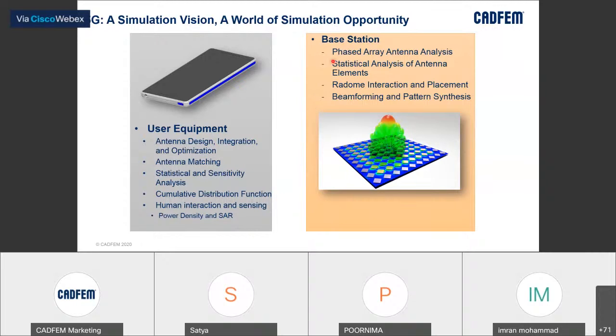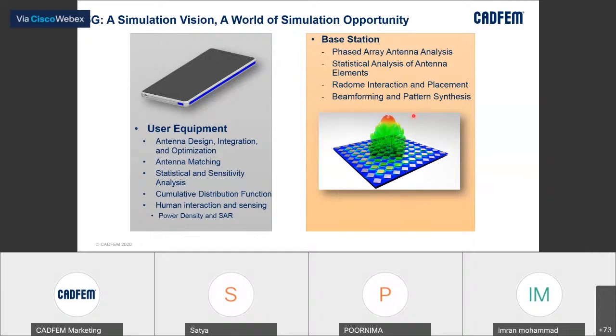Similarly, when we come to the base station, this user equipment will be connected to the base station. It is not only about providing the user equipment, it is also important how you are providing the network. That is the important part. In order to provide the network, we call that a base station, where all the users will be connected. In that we have to see phased array analysis, statistical antenna elements, and radome placement. A radome is nothing but a cover over the base station that protects it from bad weather conditions and any kind of deterioration of the equipment.